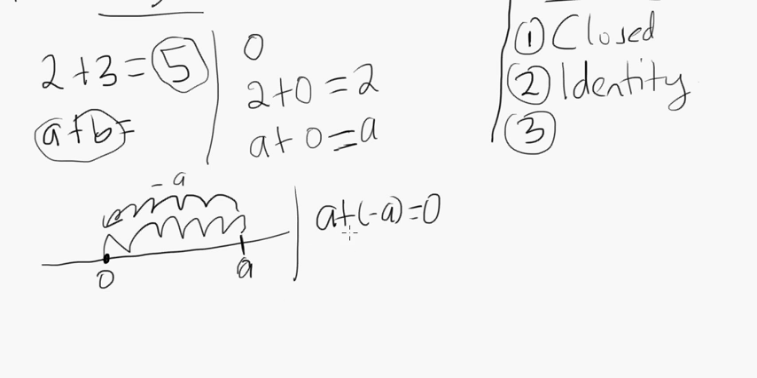So every element has an inverse. The inverse of 2, for example, would be minus 2. 2 plus minus 2 takes me to where I began, the origin, right? And so here we have the notion of inverse, right? Every integer has an inverse under addition, the negative, right?